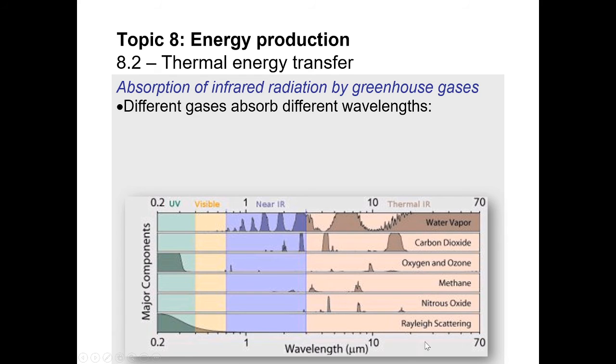Now, in this picture, what we're seeing is water vapor, carbon dioxide, oxygen, and ozone. I'll talk a bit about what ozone is in a moment. Methane, nitrous oxide, and scattering. Again, don't worry about Rayleigh scattering, just focus on scattering. So the four greenhouse gases we looked at were water vapor, carbon dioxide, methane, and nitrous oxide. Oxygen and ozone are also greenhouse gases, but they're not as bad. In fact, ozone is pretty important.